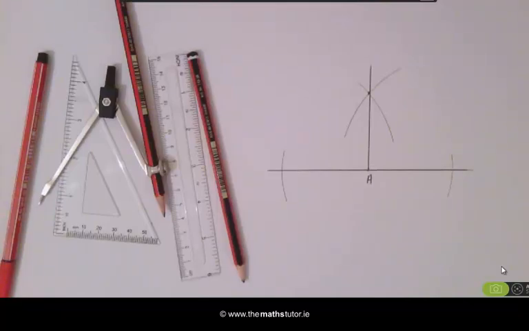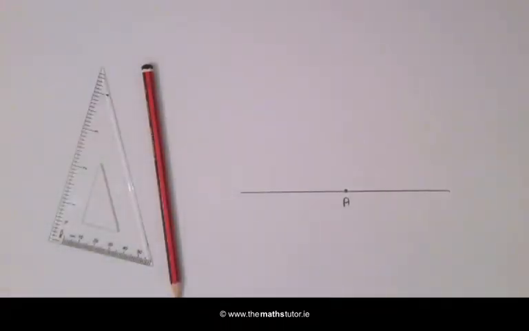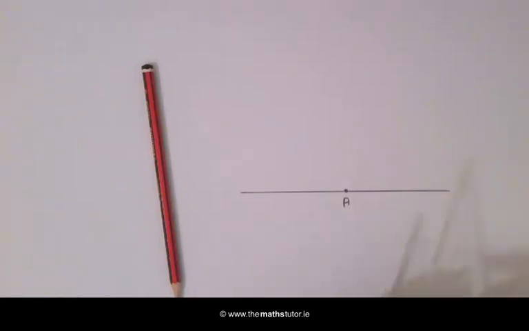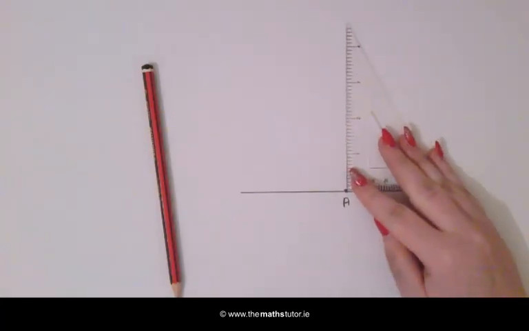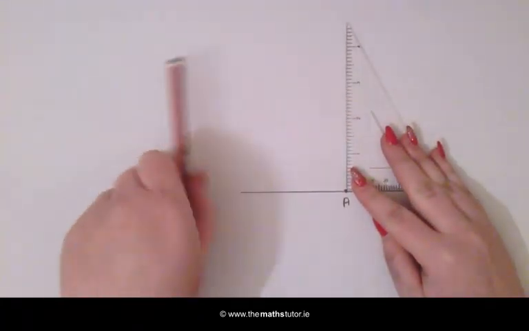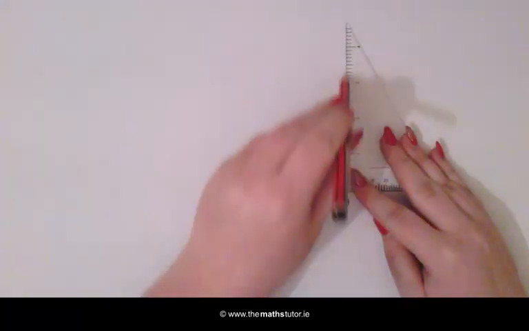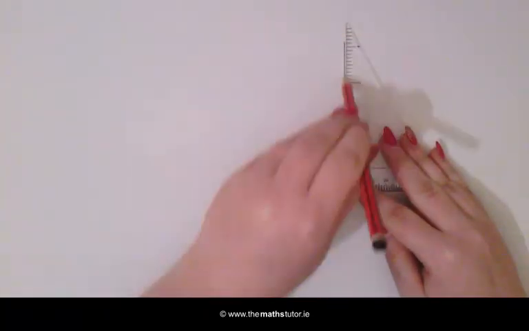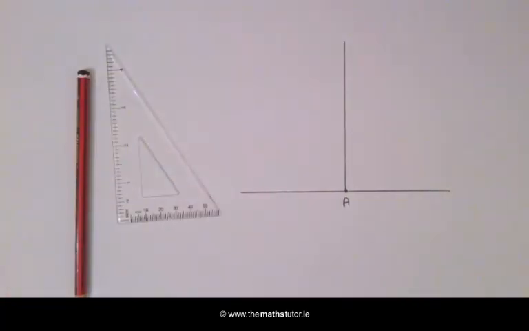We are now going to look at the second method. In the second method, we use a set square. We place our set square on our line at the point A, and we draw a line from this on the right angle. And here we can see we have a perpendicular line passing through A.